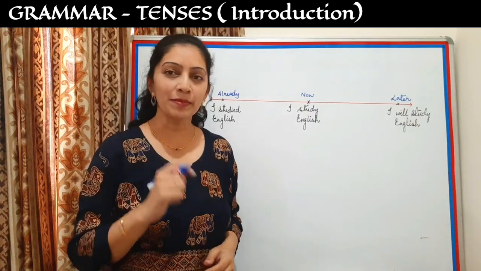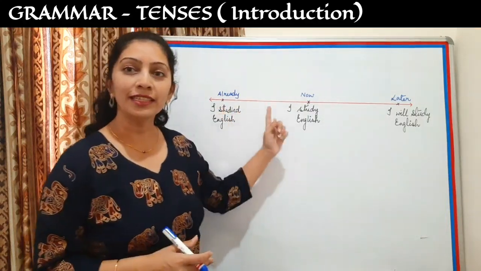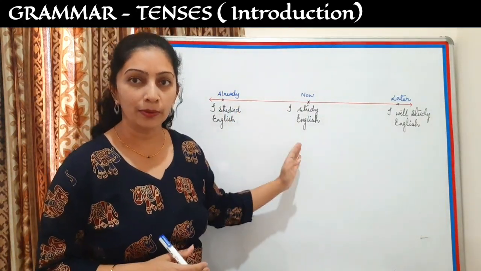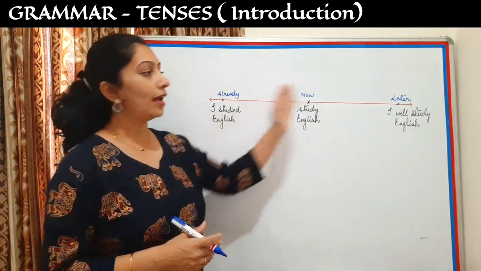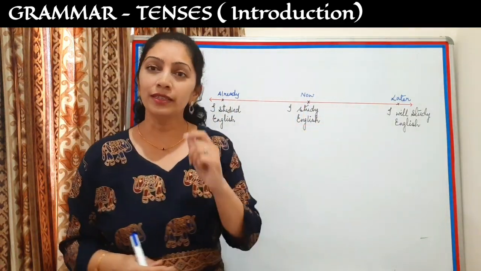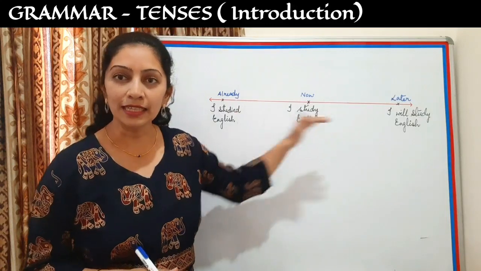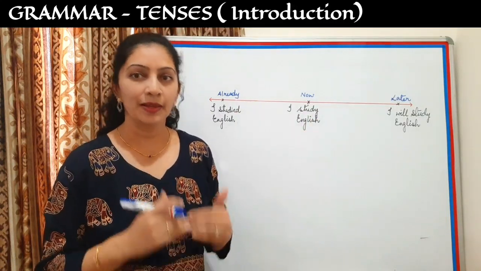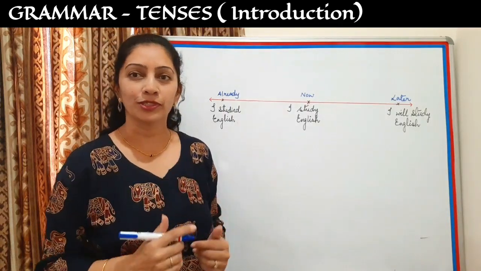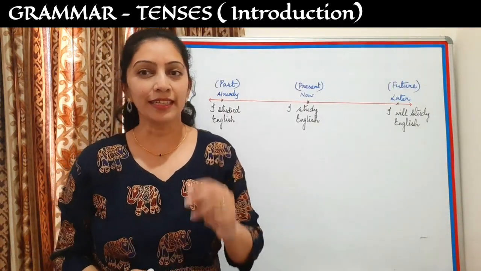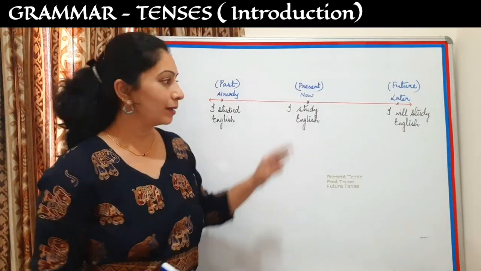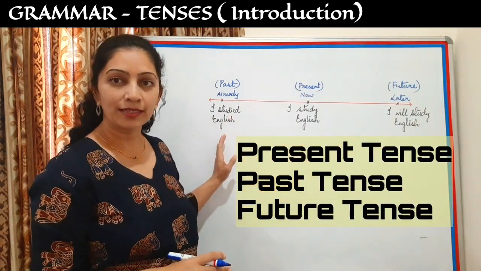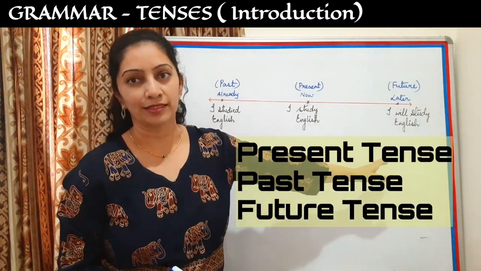Let's study the same example on a timeline. There are 3 time references here: now, already, and later. Now in terms of tenses, these time references are taken as present, past, or future. So basically the tenses are of 3 types: present tense, past tense, and future tense.